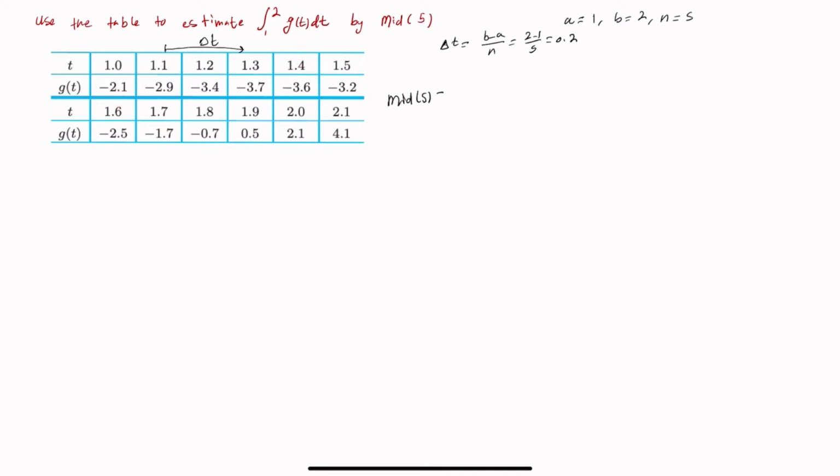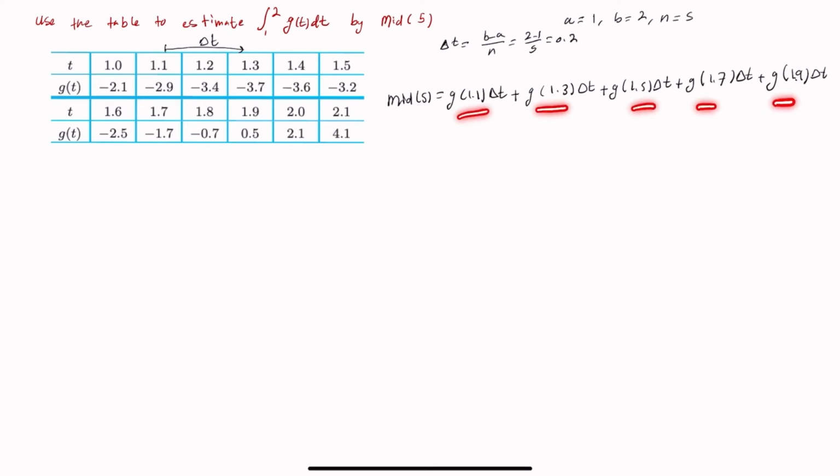Mid of 5 is going to be equal to g of the first point, which is 1.1, multiplied by delta t, plus the second point. And remember, the distance is 0.2, so the second point is going to be 1.3, times delta t, then plus g of 1.5 delta t, then plus g of 1.7 delta t, then plus g of 1.9 multiplied by delta t. Now notice in here the number of subintervals is equal to 5. Therefore, we have 5 terms in here.